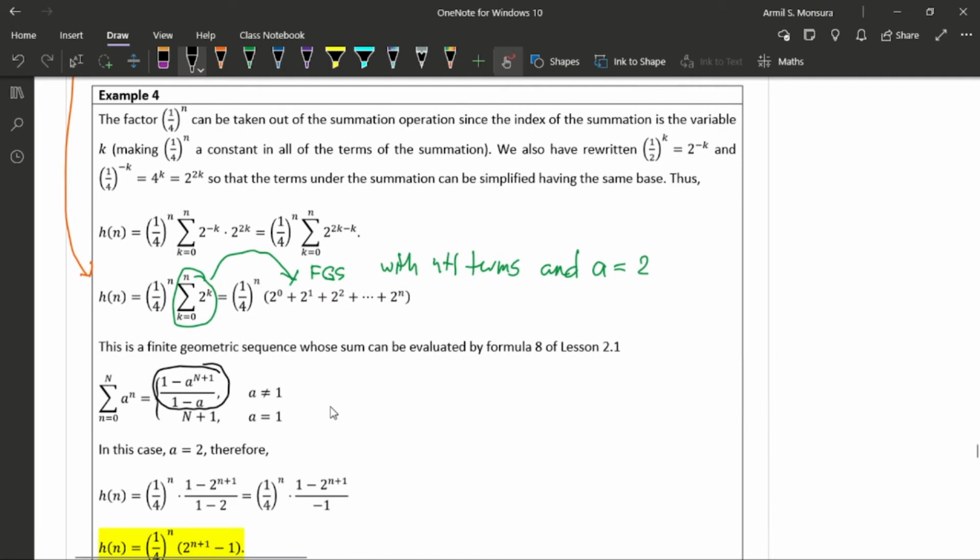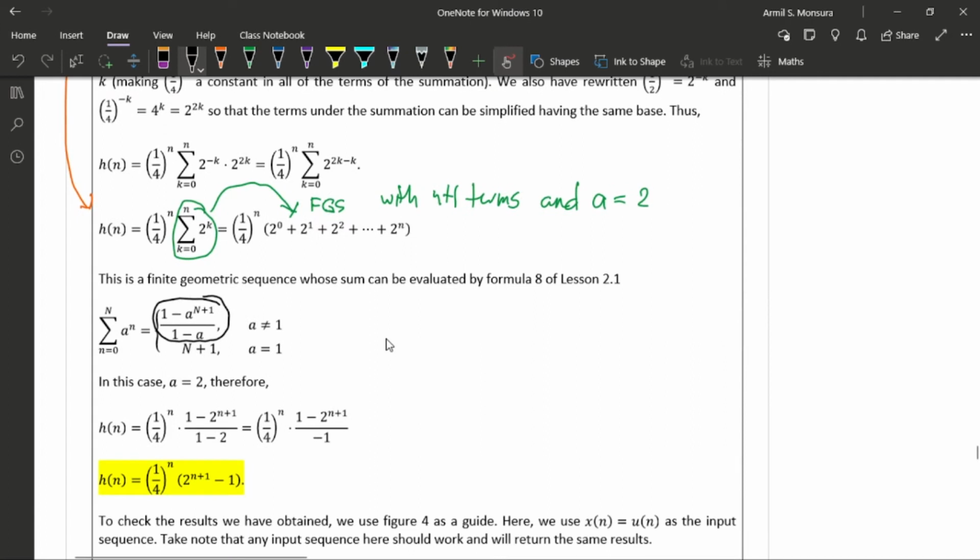So again, galing yan sa previous topic natin. Okay? So in this case, the previous equation now can be rewritten as so. Ito pa rin yung factor na 1/4 raised to n, and then yung factor na to, which represents the sum of the finite geometric series. Okay? So takbo natin yan from here.